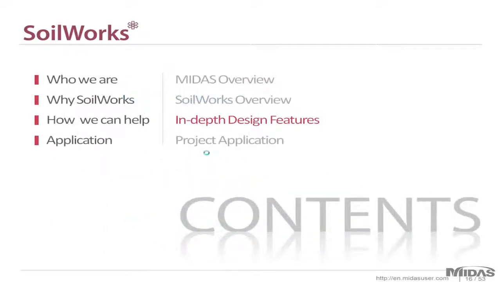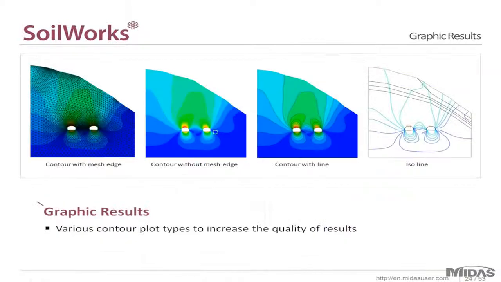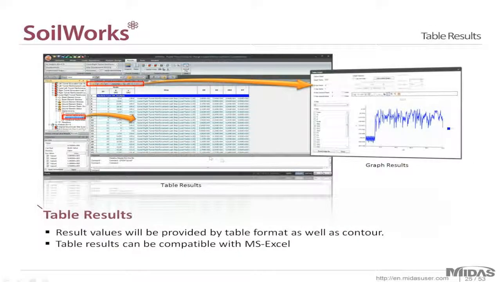Okay, so now I'll go over a few in-depth design features of the software. Different load types are included in the software, so any type of load that your project might encounter, you can just choose from the database, and you can input your loads very easily. Graphic results: various graphic results are available to you, so depending on your personal preference, you'll have a wide variety of graphical results to choose from. And then tabular results: as we saw in the foundation module demonstration, all of your results are formatted in a very easy to understand spreadsheet that can be imported, and the software creates the graphs for you.